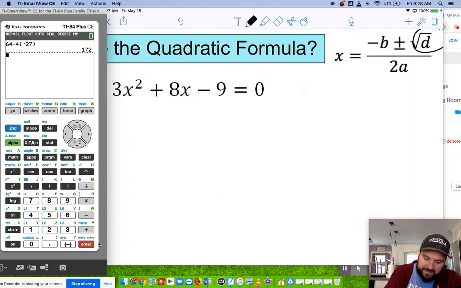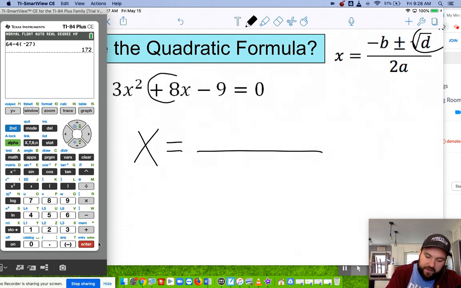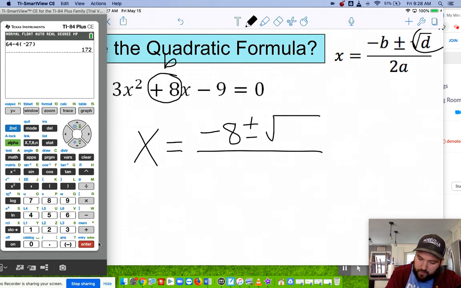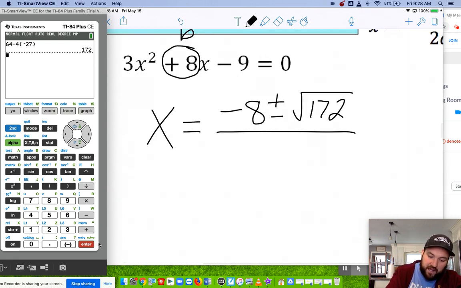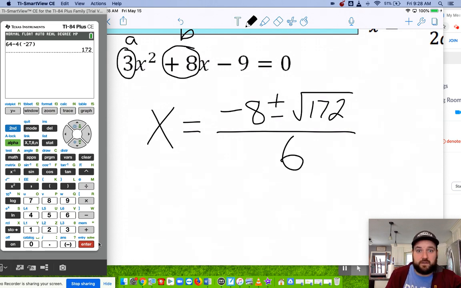I have x equals the opposite of b. My b value was positive 8, so the opposite of that is negative 8, plus or minus the square root of 172, which is the discriminant. We already found that down here, divided by 2a. a was 3, so double that, and I get 6. Now, a positive discriminant means there are two solutions. So there are going to be two answers to this problem.